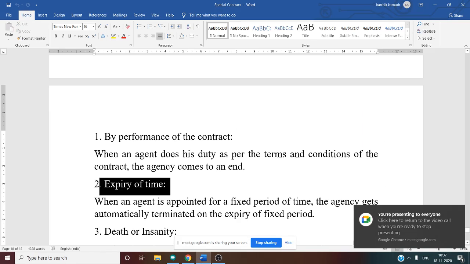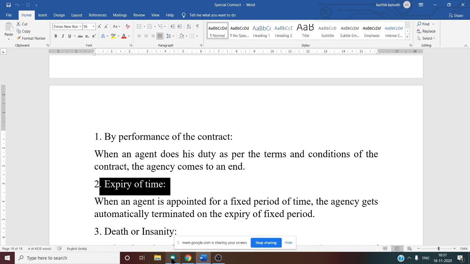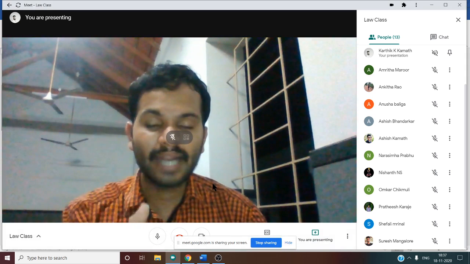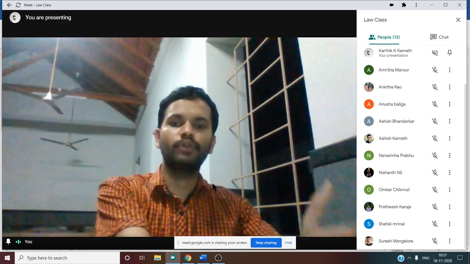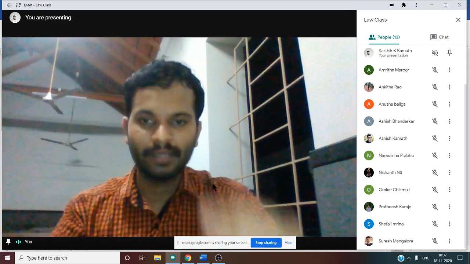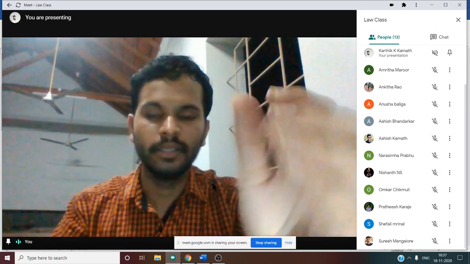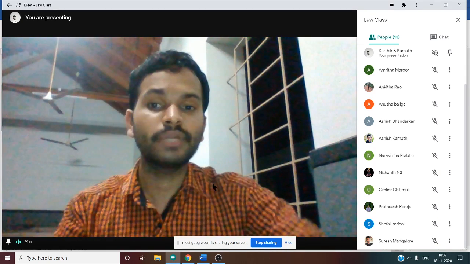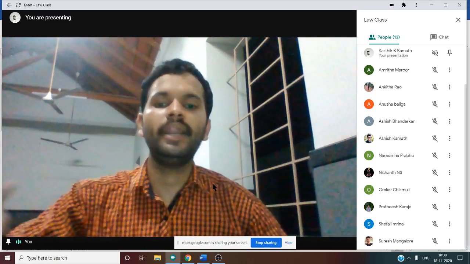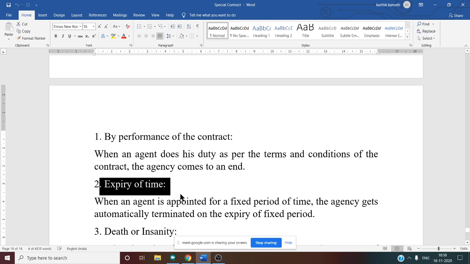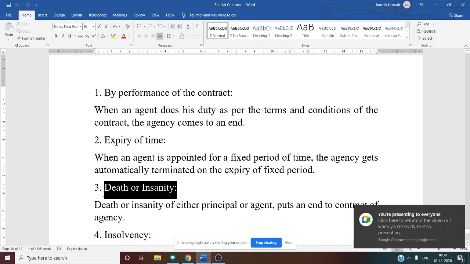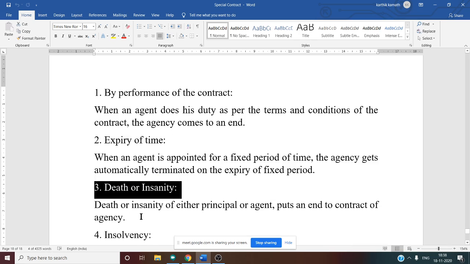That is the first point. Second one, expiry of time. What do you mean by expiry of time? Suppose the contract is formed for a specific duration, let us say 1 month or 2 months. As soon as that specific duration is completed, the contract comes to an end. That is the meaning of expiry of time. Then third one, death or insanity. You know, in a contract if anyone dies, either the principal dies or the agent dies, the contract automatically comes to an end.